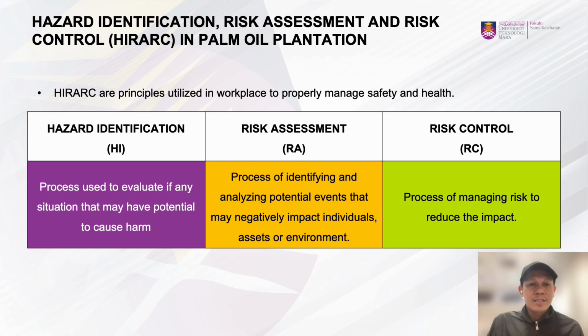Hazard identification, risk assessment, and risk control highlighted in palm oil plantation. The first is hazard identification, a process used to evaluate any situation that has the potential to cause harm. Second is risk assessment, a process to identify and analyze potential events that may cause negative impact on individuals, assets, and the environment. Third is risk control, a process of managing risk to reduce the impact.